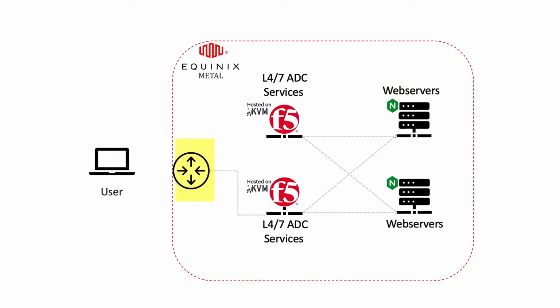The Equinix Metal routers are the gateway to the Equinix Metal environment and also redistribute the virtual server IP addresses advertised by the BIG-IPs using BGP.